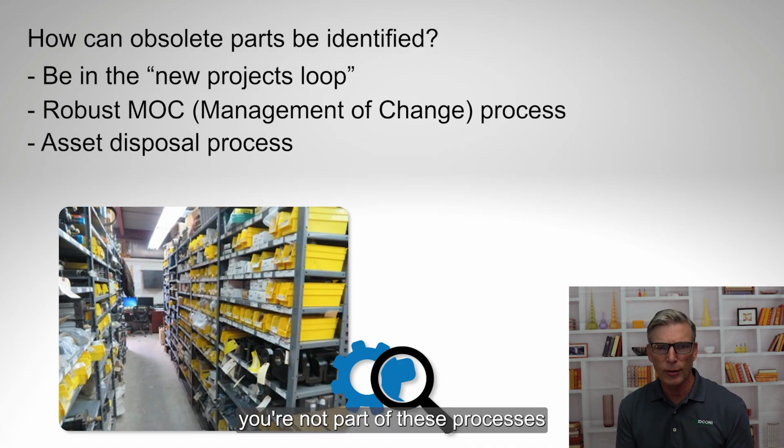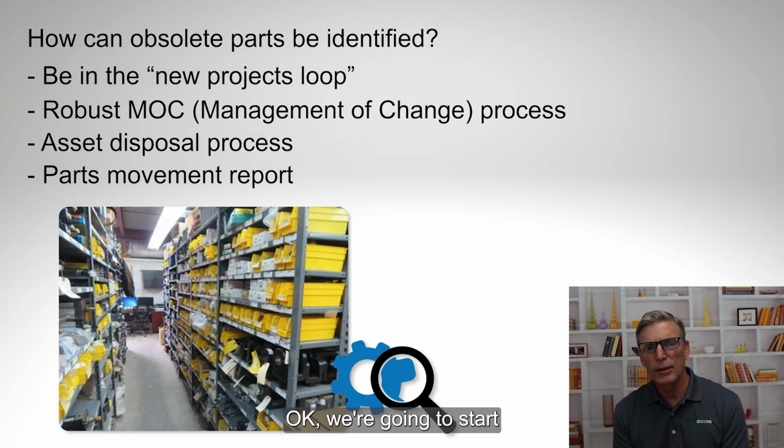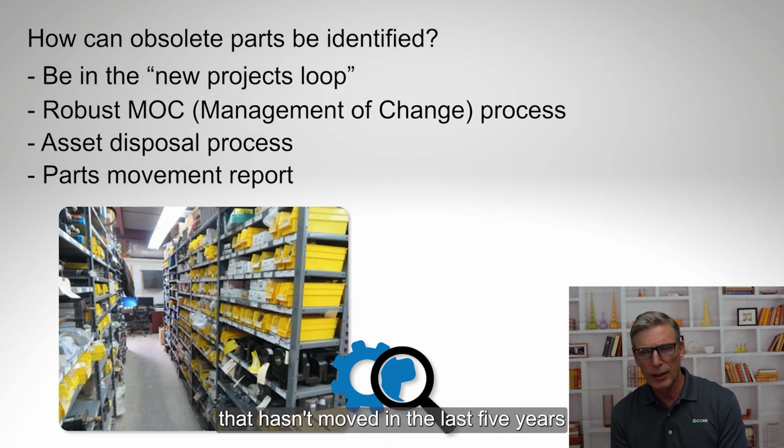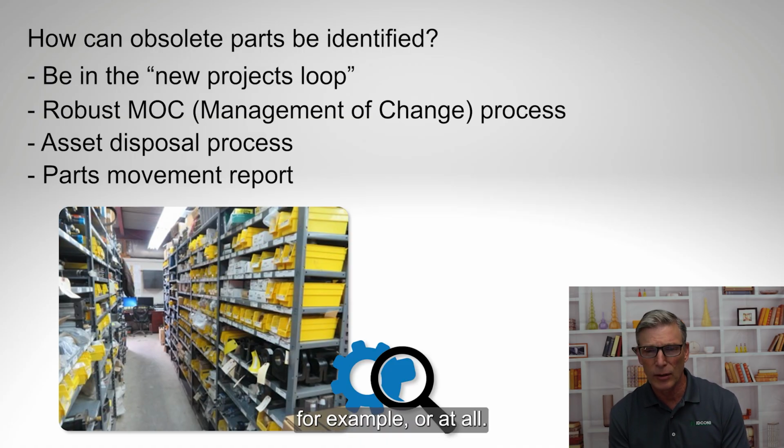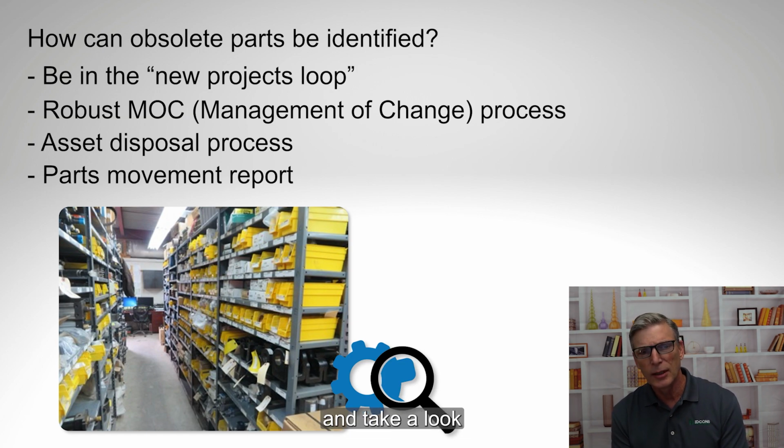So in case you're not part of these processes, or you're just starting this process and you don't know if you have obsolete parts, the way you can manage that is to say, okay, we're going to start doing a movement report within the storeroom. Start looking at parts that haven't moved in the last 5 years, for example, or at all. Work with maintenance and say, this part hasn't moved. Do we still use this part? You might have to go out in the plant and take a look with the support of your maintenance team.